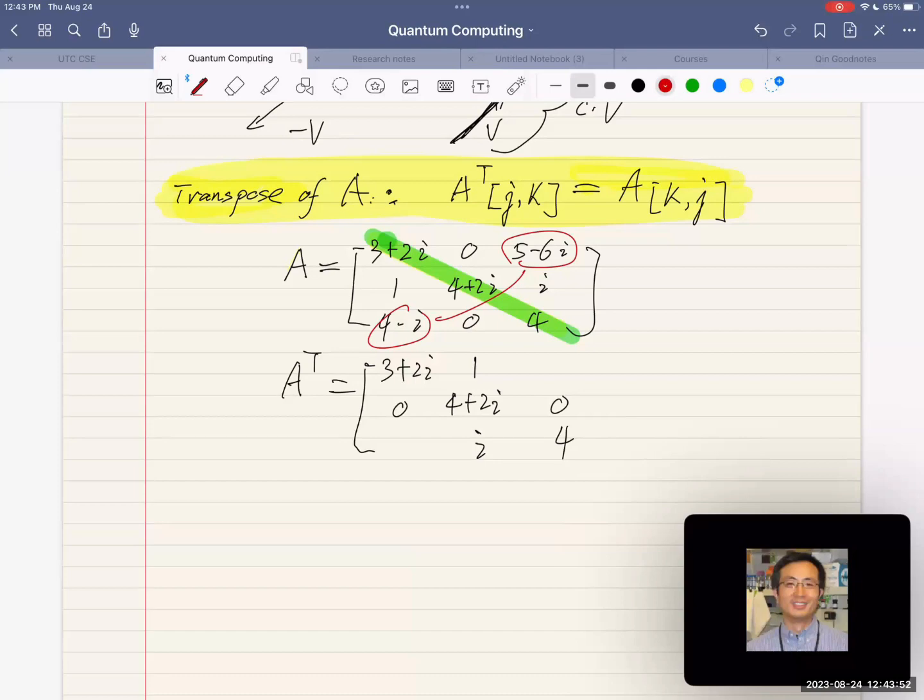Sorry, it's still red. Well, this is too big, too thick. Okay, is that correct? Let's see. Basically, every row becomes every column and every column becomes every row. Is that correct? Seems to be correct. Okay, so this is not a big deal.